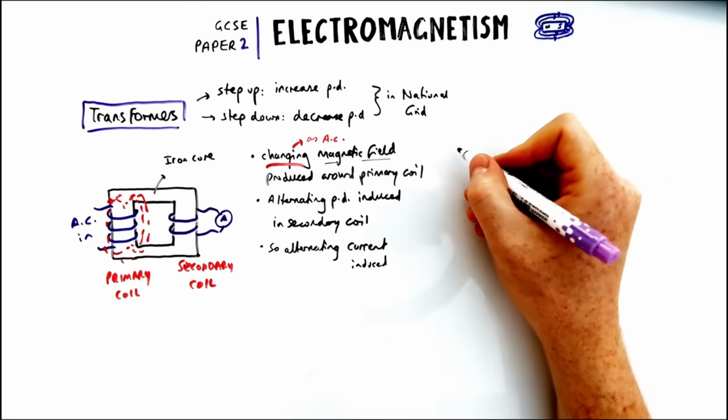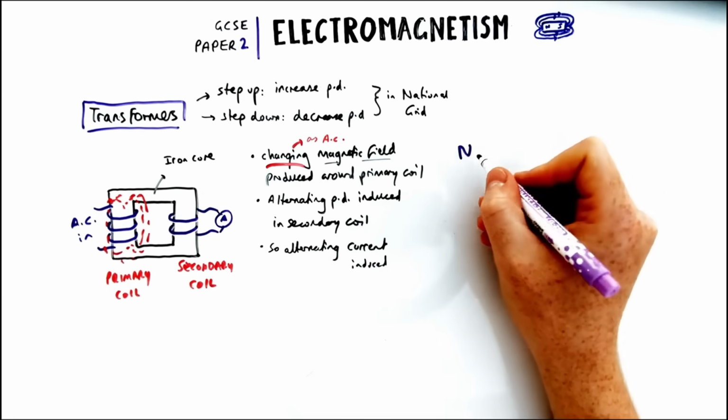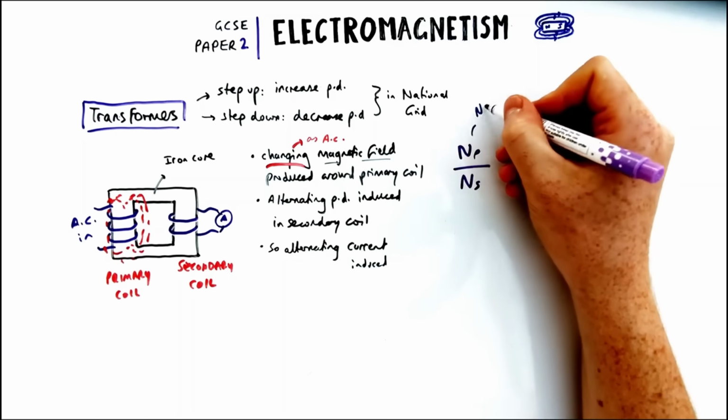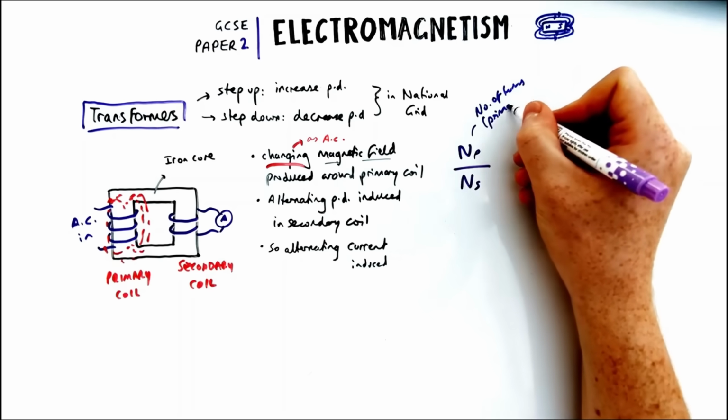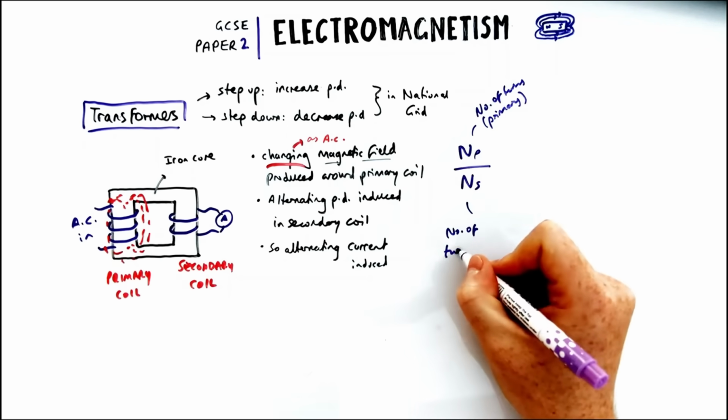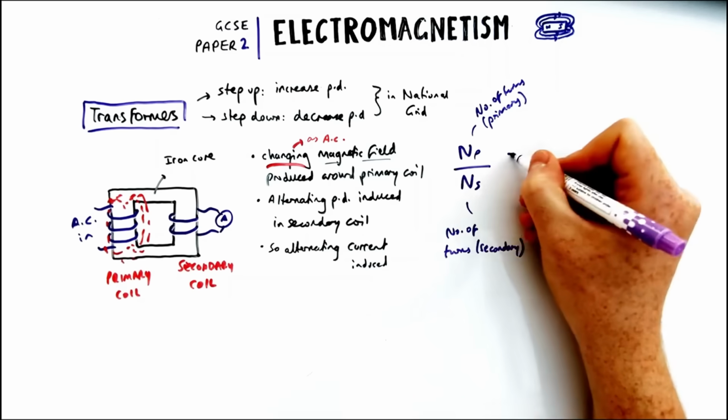Now, as in the diagram, the number of coils on the primary versus the secondary coil can be different, or will be different, depending on whether it's a step-up or a step-down transformer. So in this case, it's a step-down transformer, indicated by the fact that I've got fewer coils on the secondary coil than the primary coil.